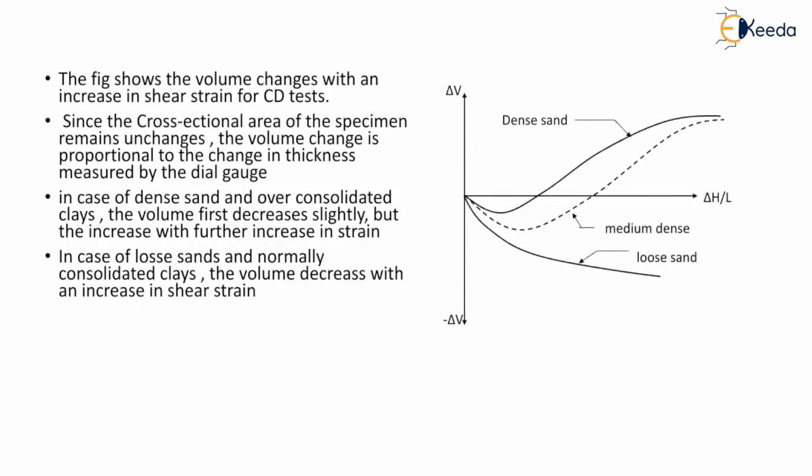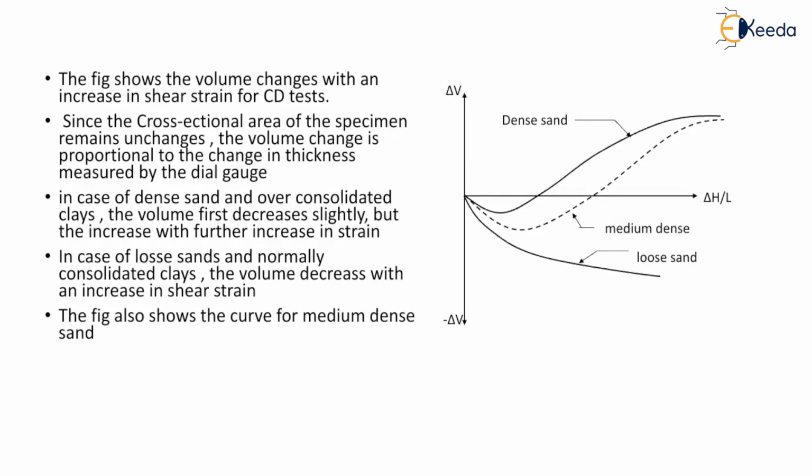In case of loose sands and normally consolidated clay, the volume decreases with an increase in shear strain. So here in the figure we can see that for loose sand, the volume continuously decreases. There is no increase in volume. The figure also shows the curve for the medium dense sand.